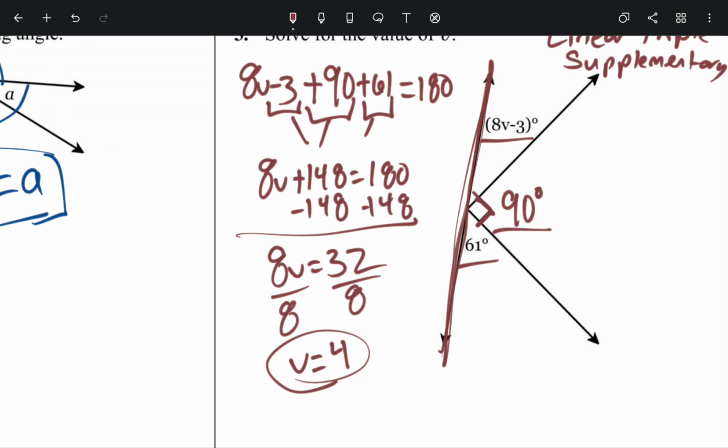Not degrees, it's just equal to 4. You could plug that back in to get how many degrees it is. So we get 32 minus 3, so 29. So this angle right here is equal to 29 degrees.